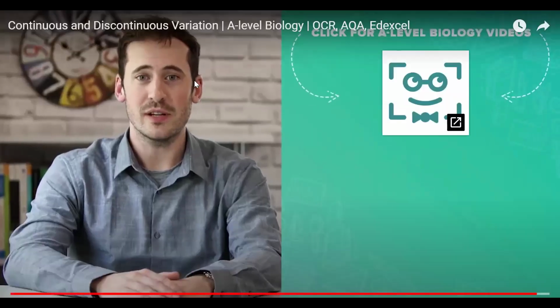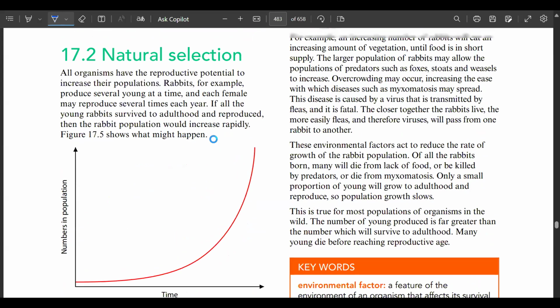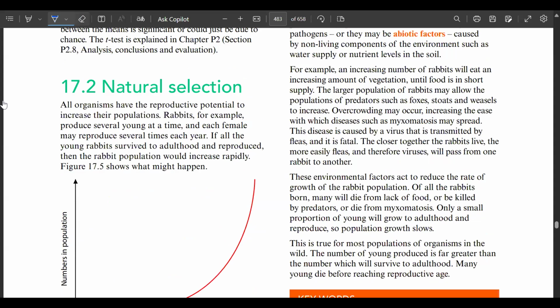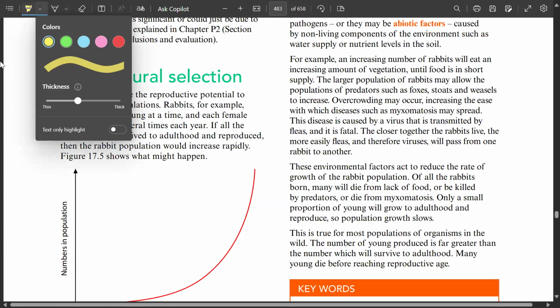So this was a summary for the discontinuous and continuous variation that we have talked about here, topic number 1. Okay. Now moving on, do you have any idea what is natural selection?